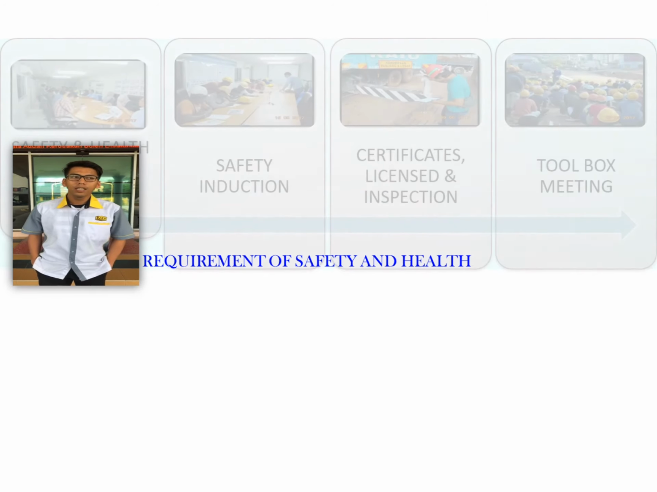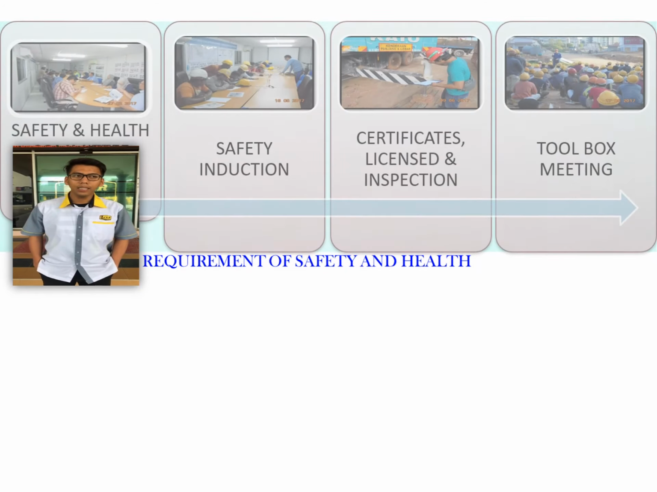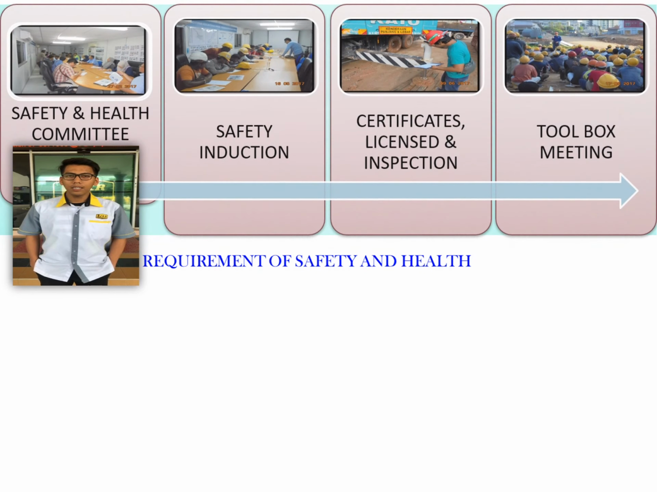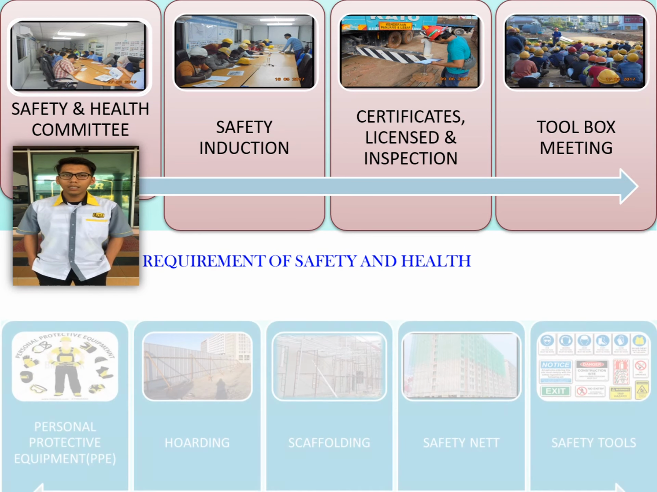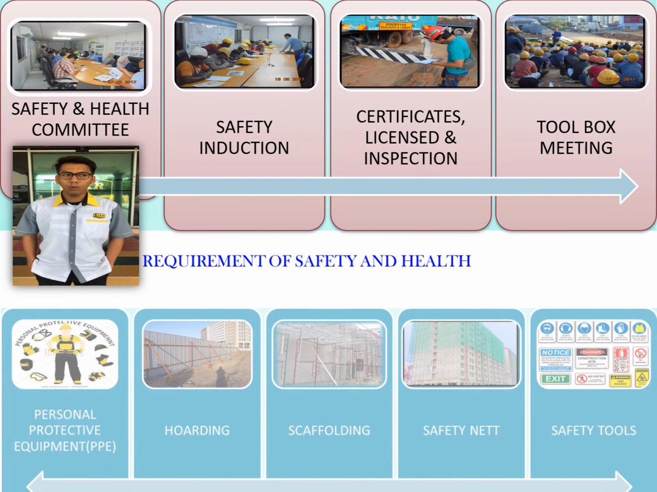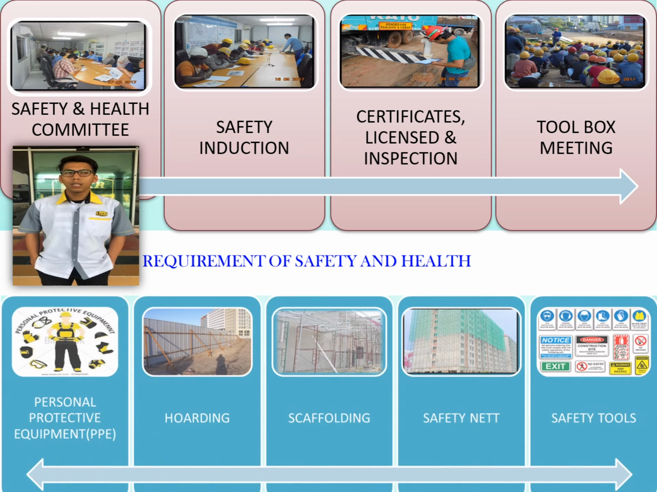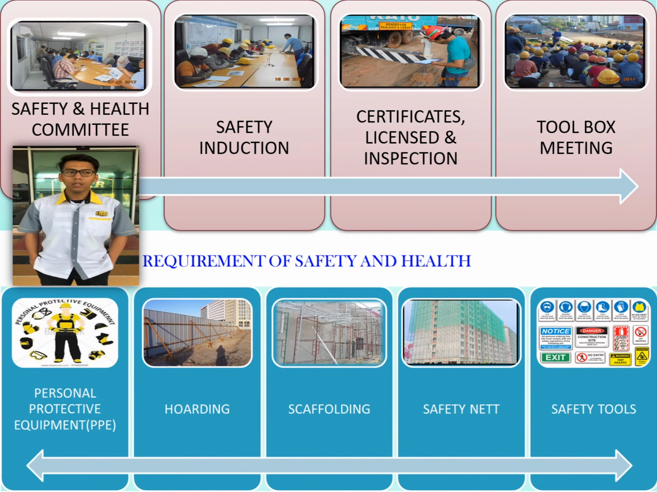Requirement of safety and health. The first thing is safety and health committee. The second one, safety induction. The third, certificate, license and inspection. The fourth, toolbox meeting. And the fifth, personal protective equipment, PPE. The sixth, hoarding, scaffolding, safety net, and lastly, safety tool.